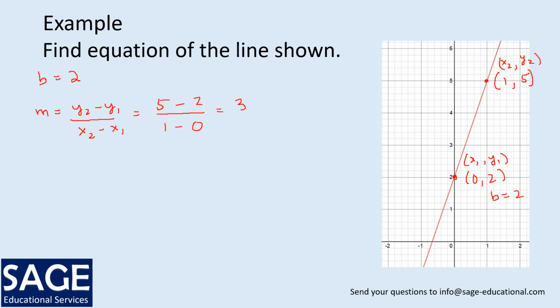So now I have a value for b and a value for m. If you remember, we said the equation of a line was y equals mx plus b. So just replace the letter m by the number 3 and the letter b by the number 2, and we have the equation of this line: y equals 3x plus 2.